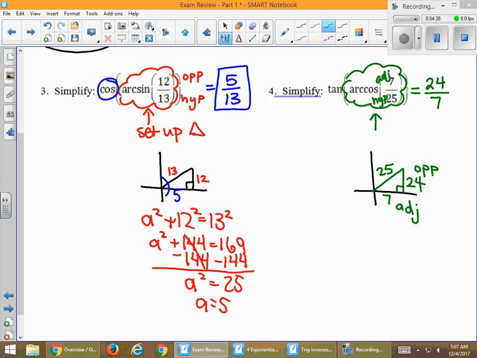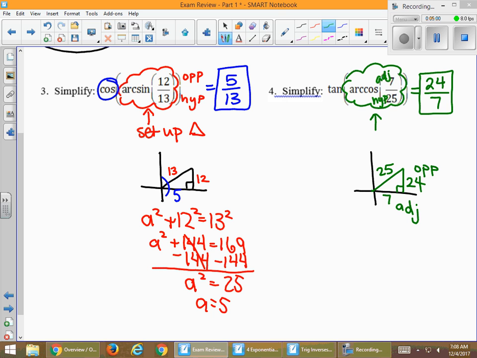So, knowing those special right triangles is helpful. Really 5, 12, 13, 3, 4, 5, 7, 24, 25. There are a couple more. If you're interested in those, you can just Google special right triangles and it'll give you those ratios. Although you can always do the Pythagorean theorem as well.